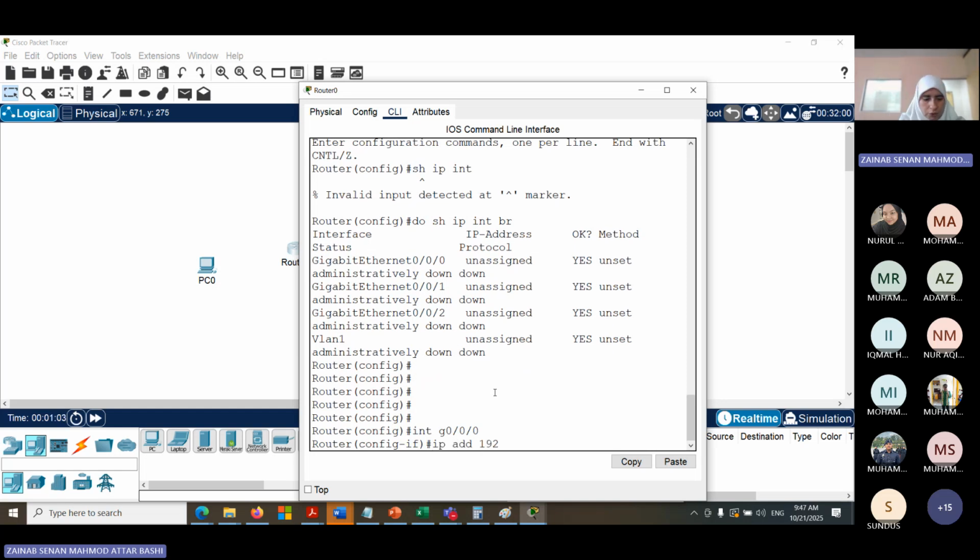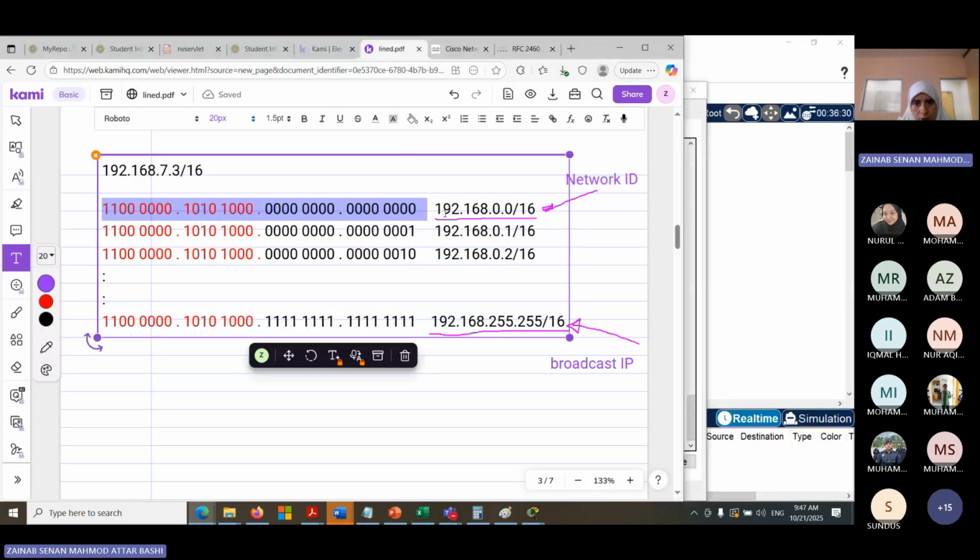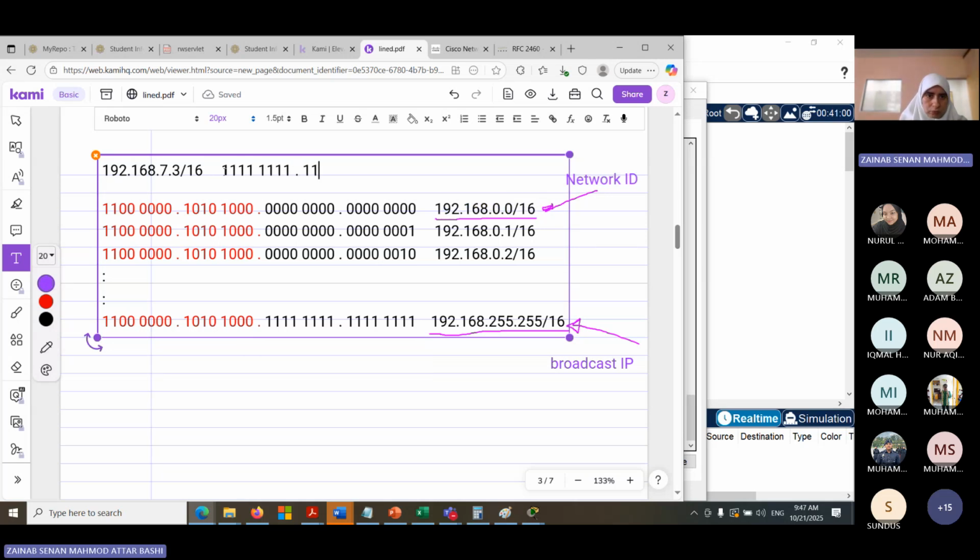I will use 192.168.0.0, the one we said we cannot use. Let's try that one, with /16. /16 means 16 ones, followed by the rest of them zeros. That's what it means by slash 16.